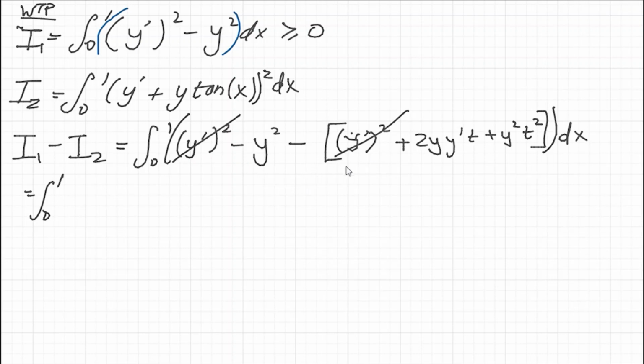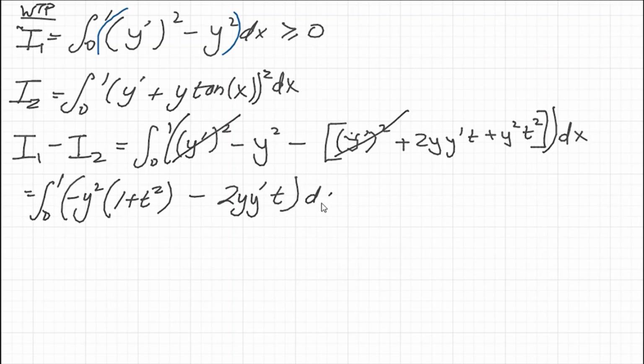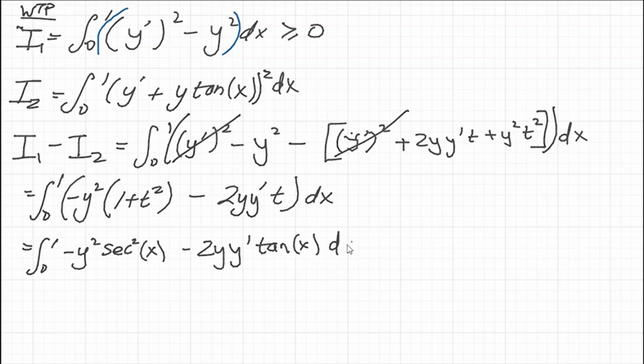And then everything we're left with is in minus. So we've got minus y squared t squared, which I can just write as minus y squared times 1 plus t squared, and then minus 2y times y prime times t. Again, dx, like so. But now, remember, t is just tan x, and we've got 1 plus tan squared x, and hopefully if we know our trigonometric identities, that's just the same as secant squared. So I can write this as minus y squared sec squared x, minus 2y y prime times tan x dx.